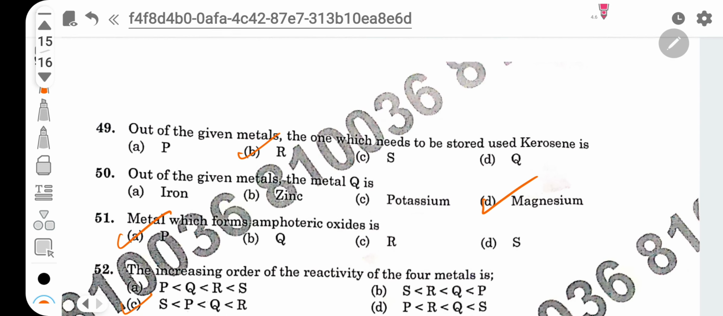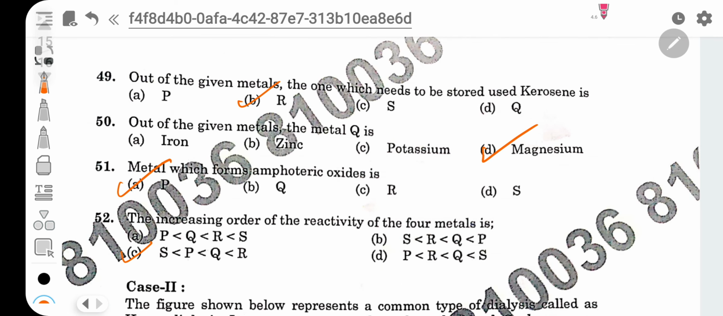So the question states: out of the given metals, which one needs to be stored in kerosene? R was sodium or potassium, and they should be stored in kerosene to prevent any reaction. Out of the given metals, Q is magnesium, because it reacted with the hot water and formed bubbles around the element, which makes it float. So this is the magnesium only.